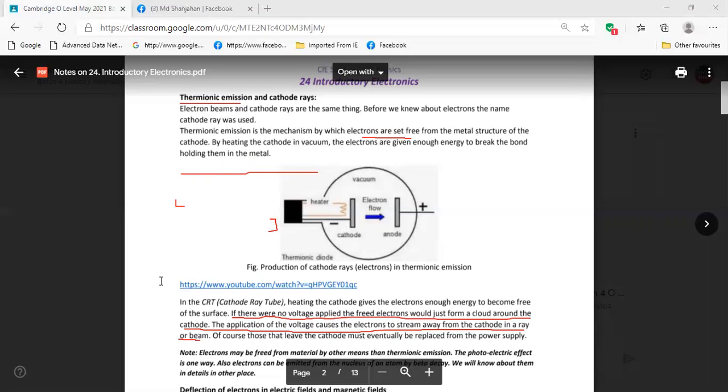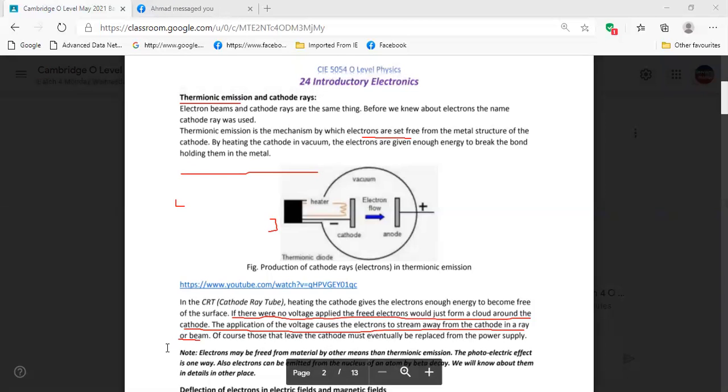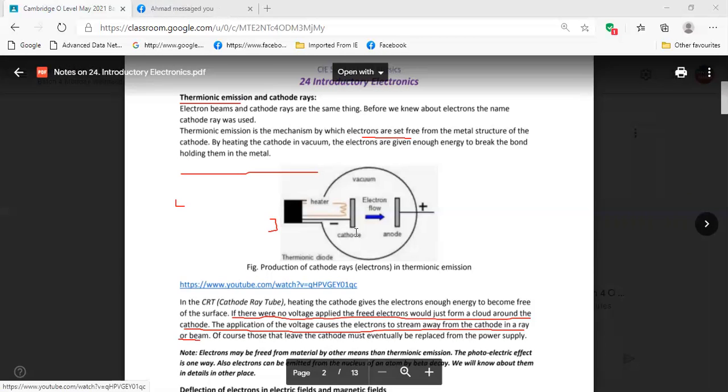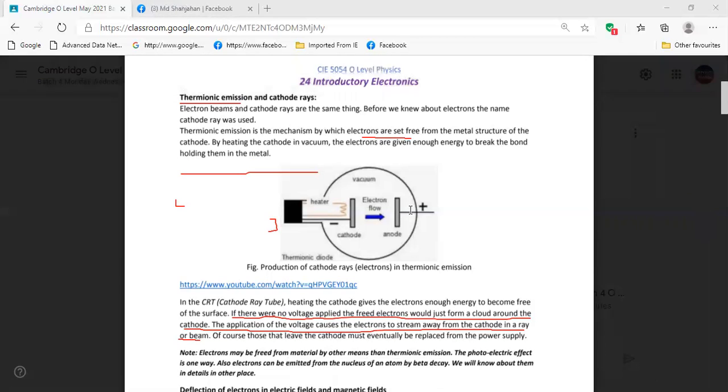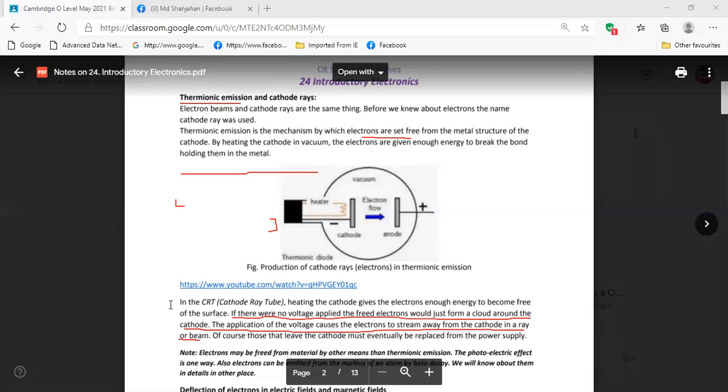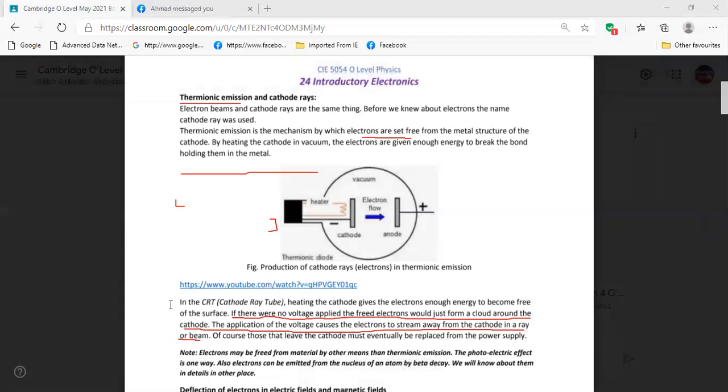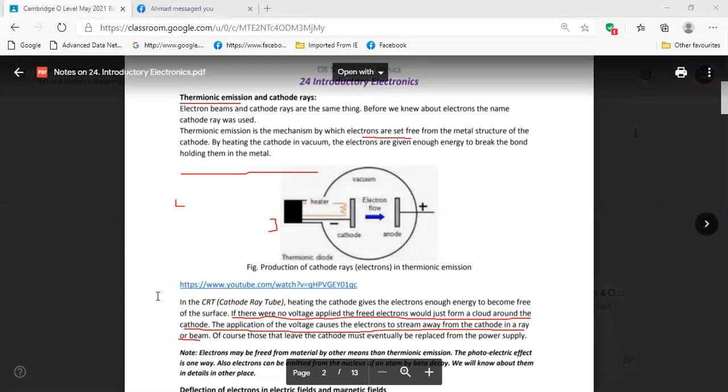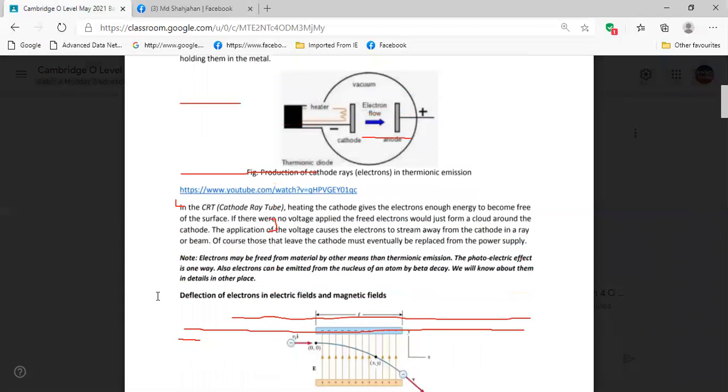Now, this is the thermionic emission process where we are getting the electrons set free. And we are getting cathode ray, the electron beam, also. Electron flow or electron beam, that is called cathode ray. Other than this thermionic emission process, we also have free electrons in some other ways.